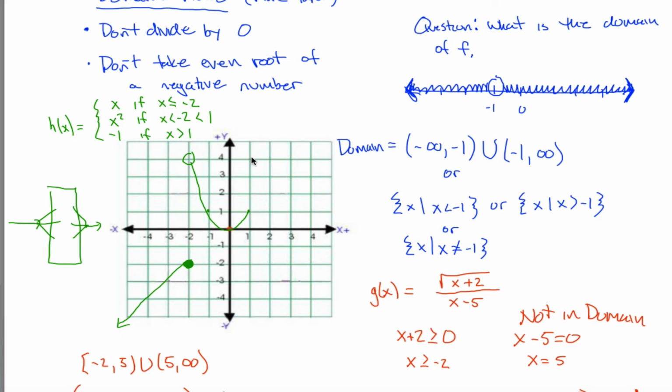Note that I did not include this point on my graph. That's really important. If I included this point on my graph, I'd have a problem. I wouldn't have a function, because it wouldn't pass the vertical line test. If I drew a vertical line at -2 and this were a closed circle, that vertical line would intersect my graph in more than one spot, which would violate the big criteria for being a function.